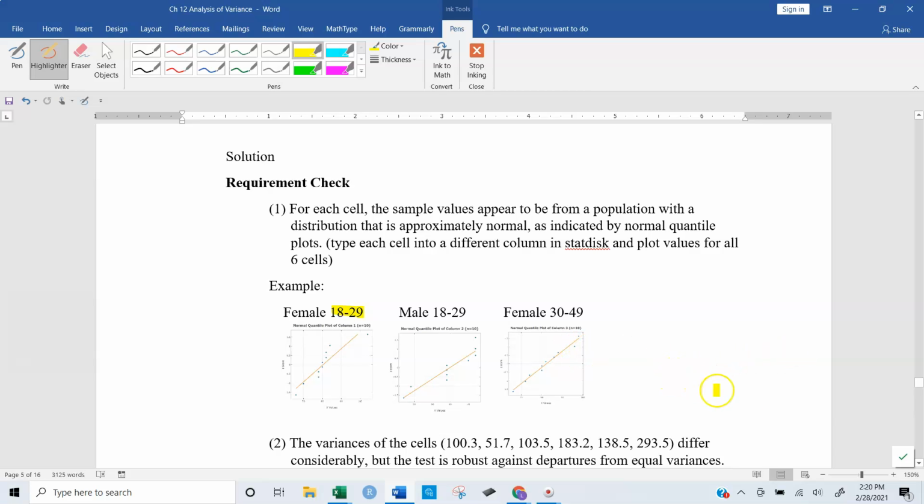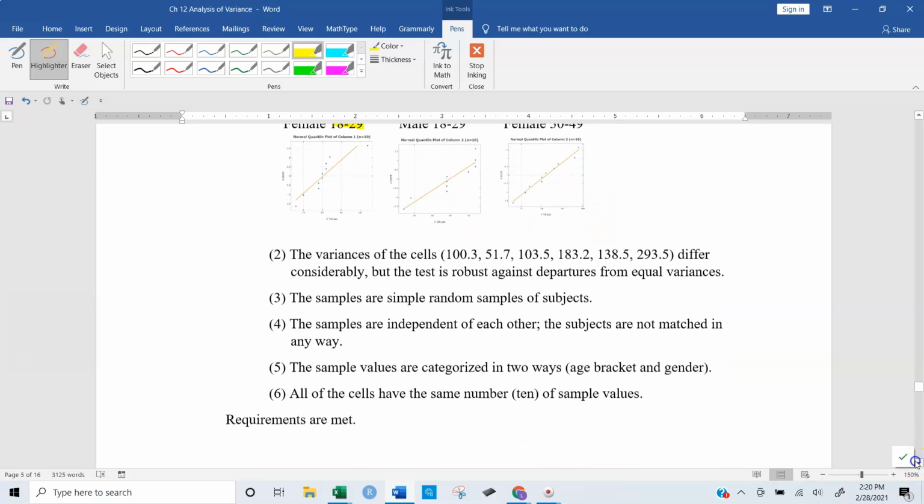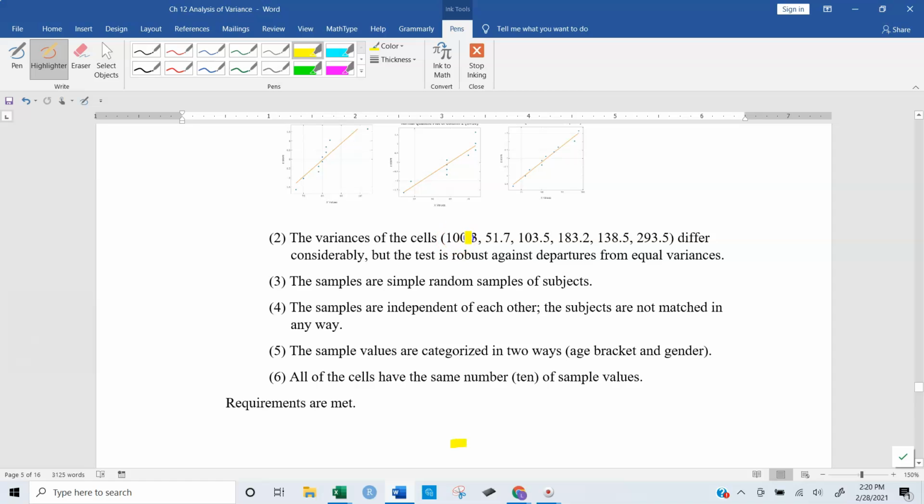And remember, we've only got 10, so our lines are not going to look the best. Okay, variances are very different. So if we look at our variances and we had to go with this and this was strict, we'd have to stop. But variances are not robust. So since they're not robust, I can continue.